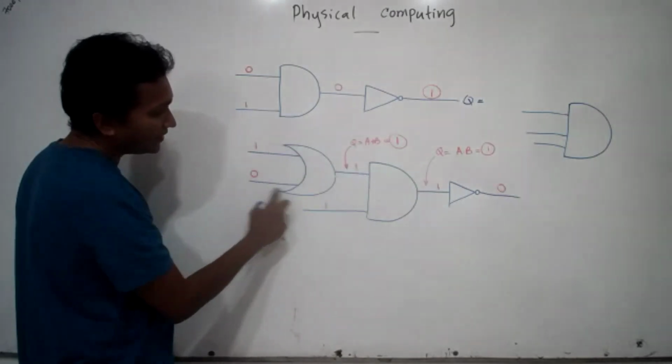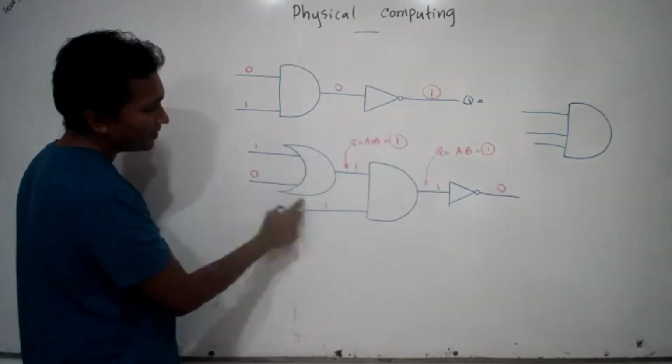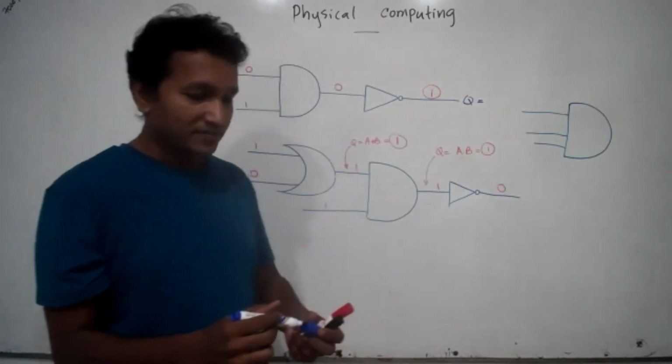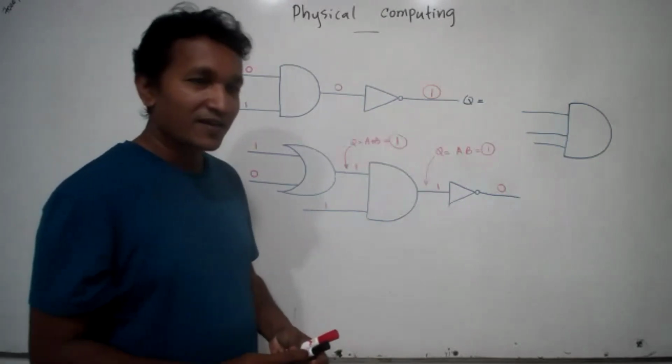Now, in this one there are 3 inputs. Only combinational logic gates can have more than two inputs. Okay, sir. Got it? Right.